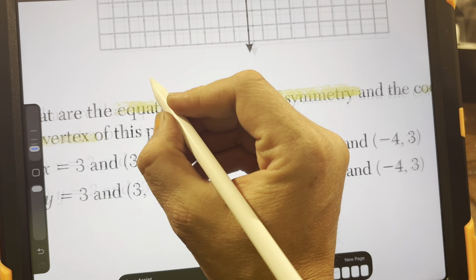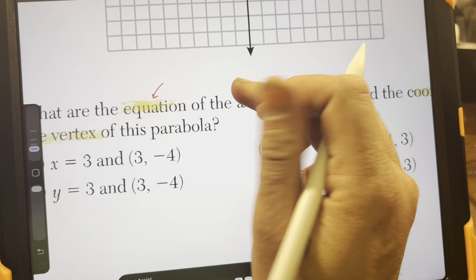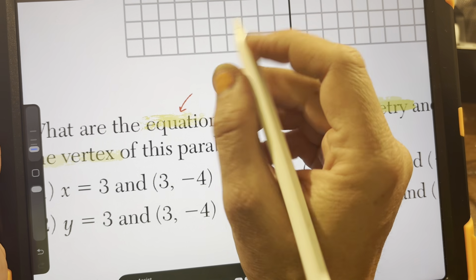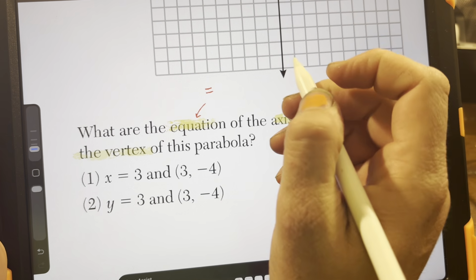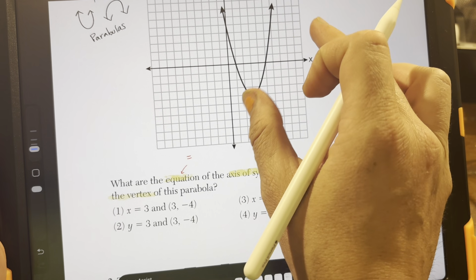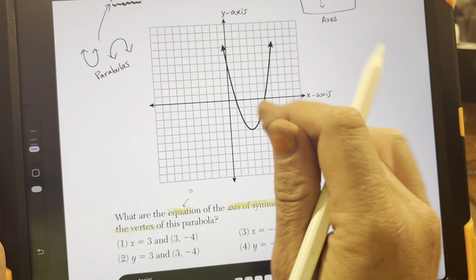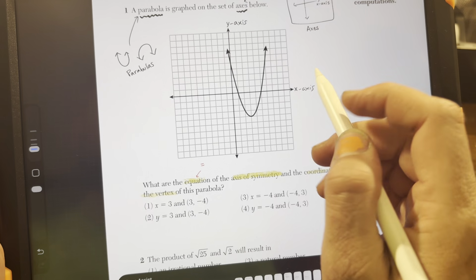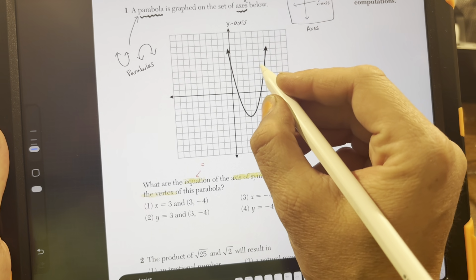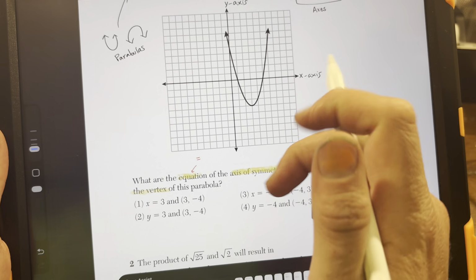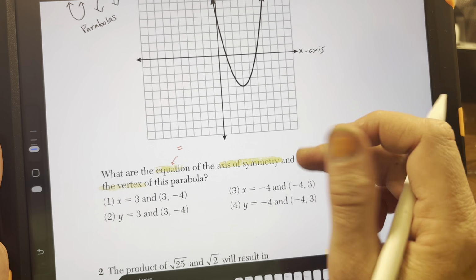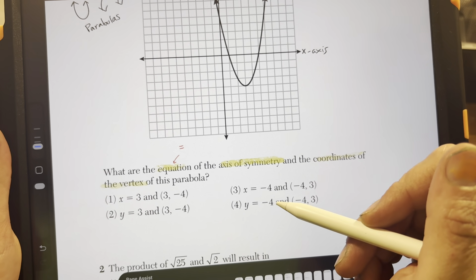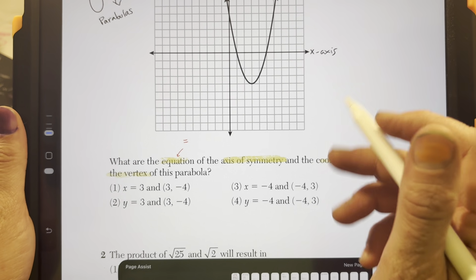Okay. So an equation often has an equal sign, and lines and parabolas and stuff like this on a graph, they have equations that match them. So this parabola has an equation, but it's not asking for the parabola's equation. It doesn't say what are the equation of the parabola. It says what are the equation of the axis of symmetry. So let's look at that.